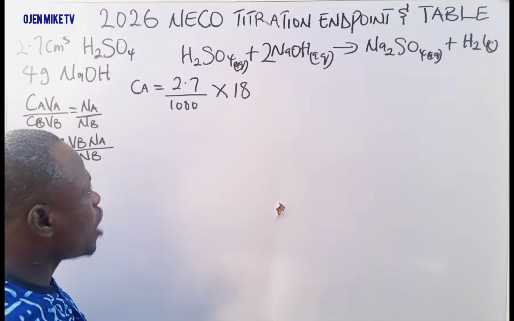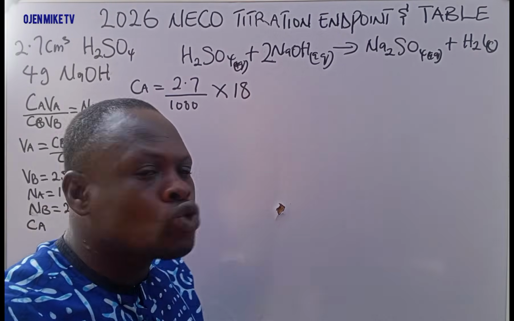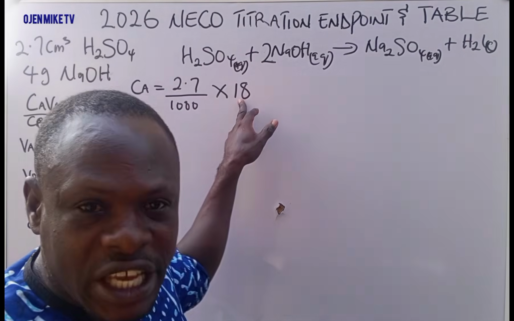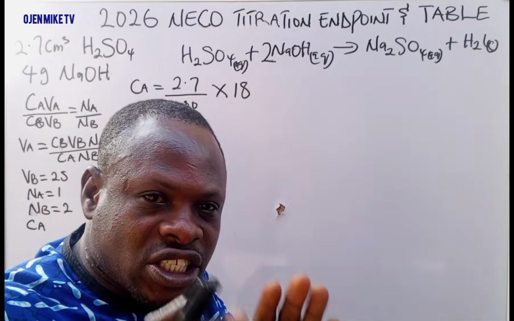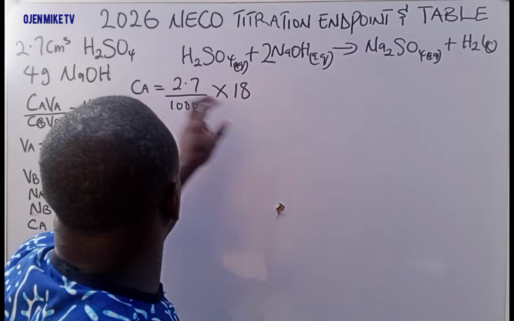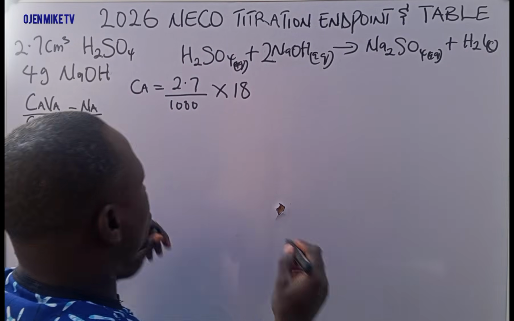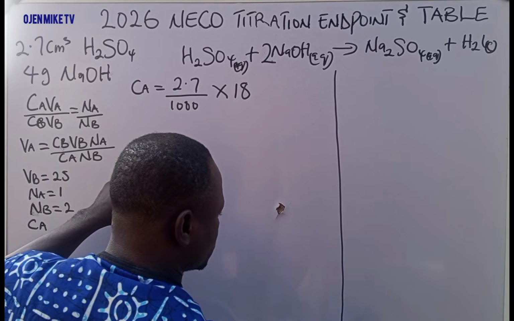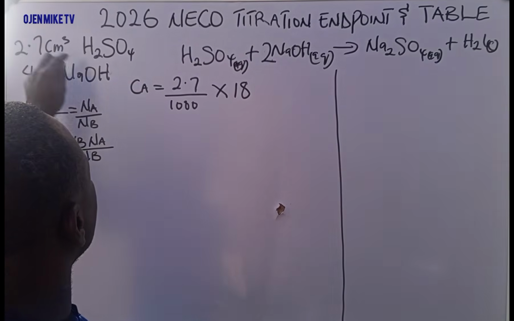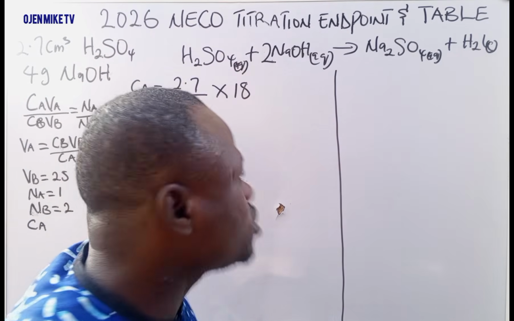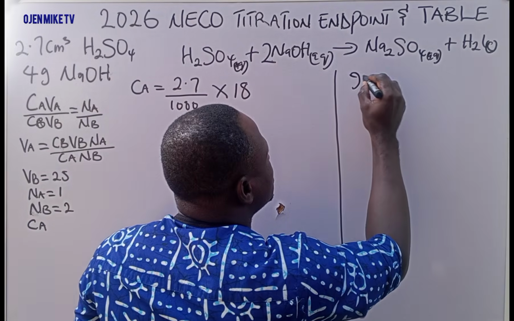Alright? Now you might be wondering, how do we get our molarity of 18? Let me just take you a little into the theoretical aspect of it. This tetraoxosulfate acid has a purity of 98%.